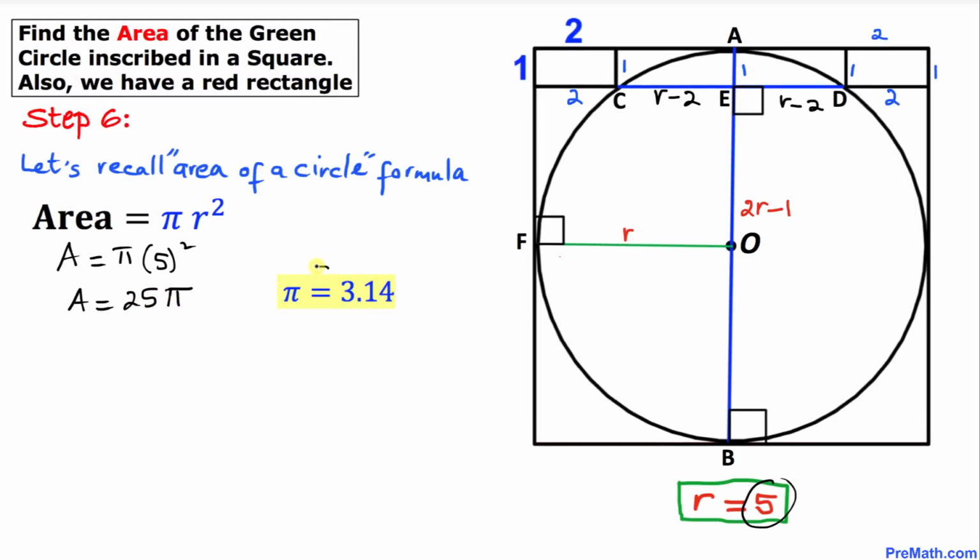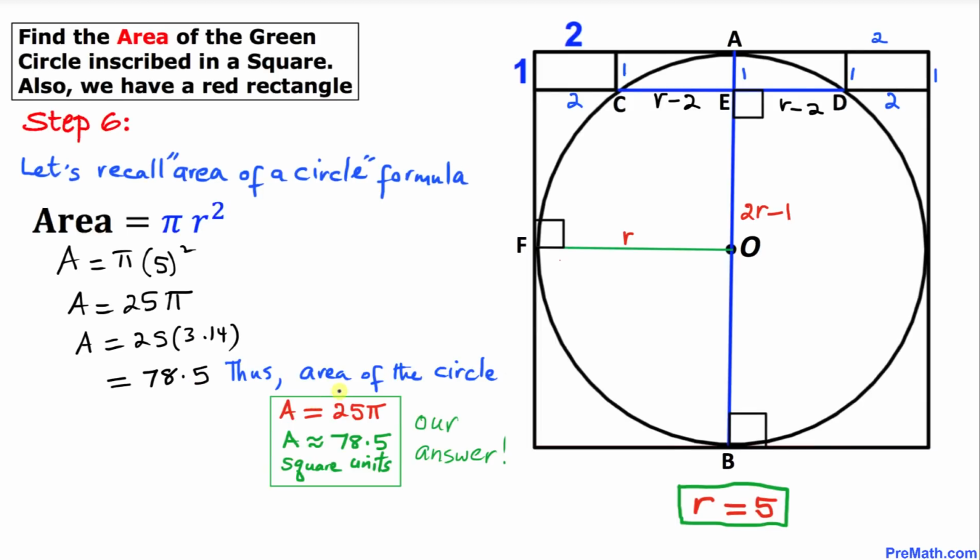And we know the value of pi is 3.14. So area could be written as 25 times 3.14. And if we multiply that out, we get 78.5. So thus the area of this circle turns out to be 25 pi, or in terms of decimals, the area is going to be approximately equal to 78.5 square units. And that is our final answer.